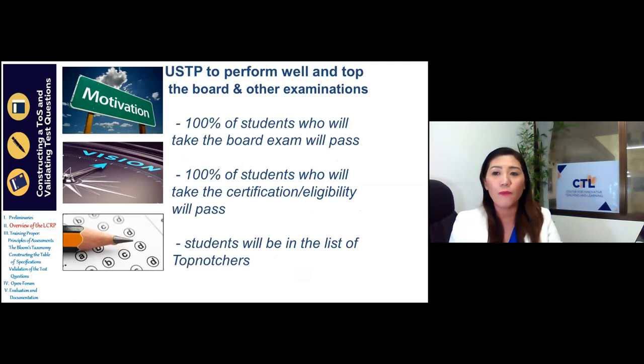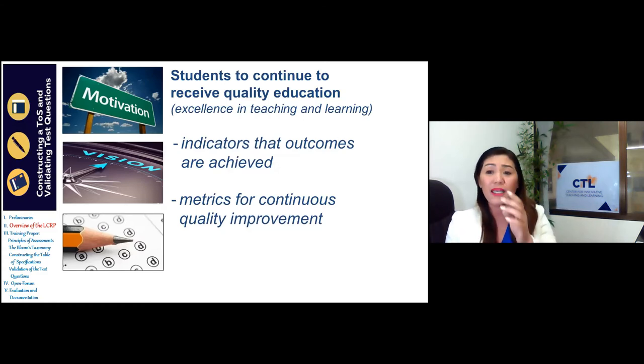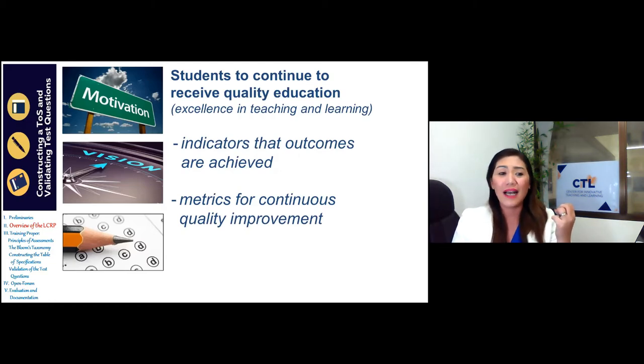And we can only do this if we have strategic moves. No, we will also make bold steps. No, and this LCRP is one of those strategic steps that we are thinking about. This is also aligned to ensuring that they receive quality education. There has to be some indicators of, are we really giving quality education to them? There has to be some metrics, no?